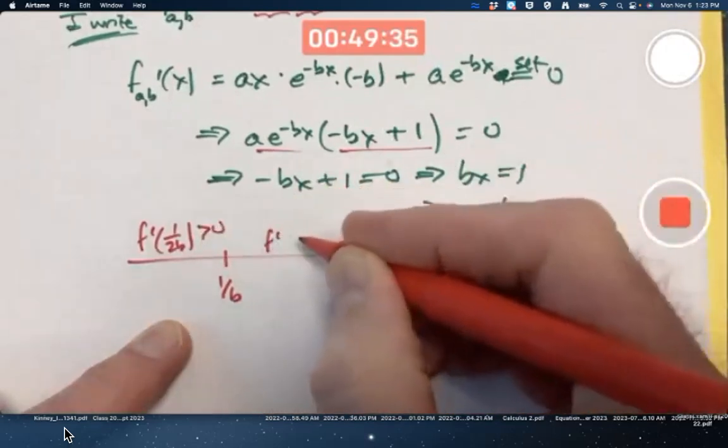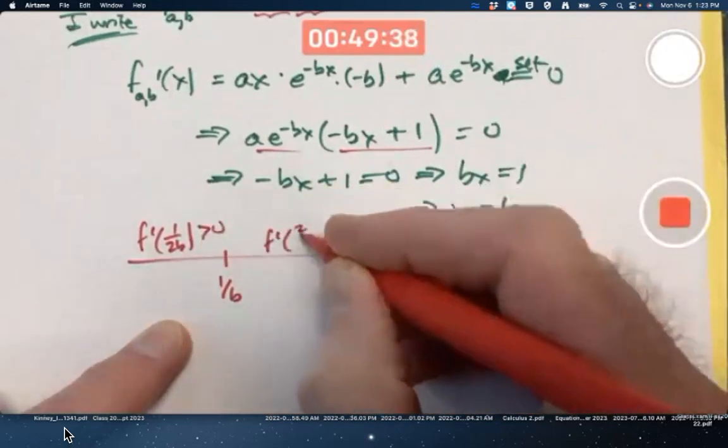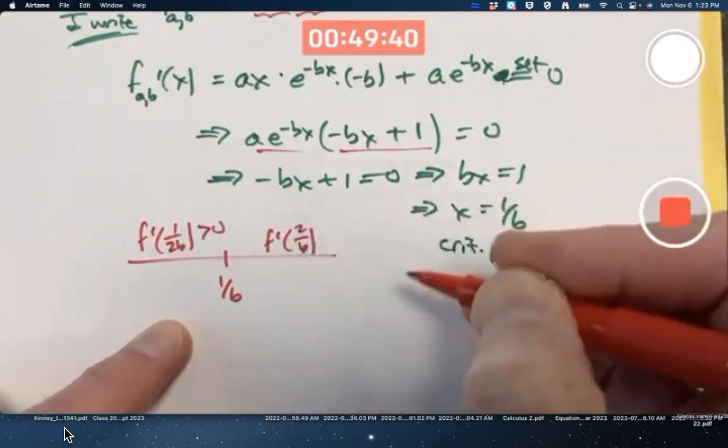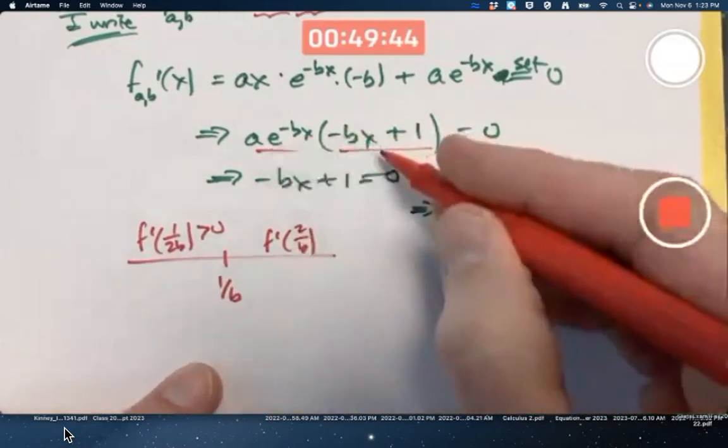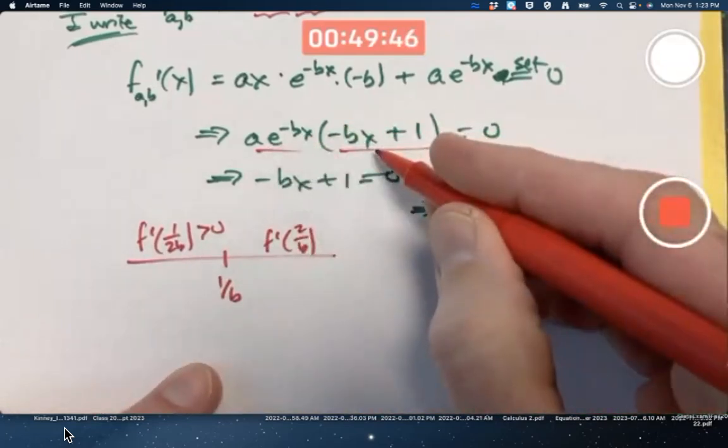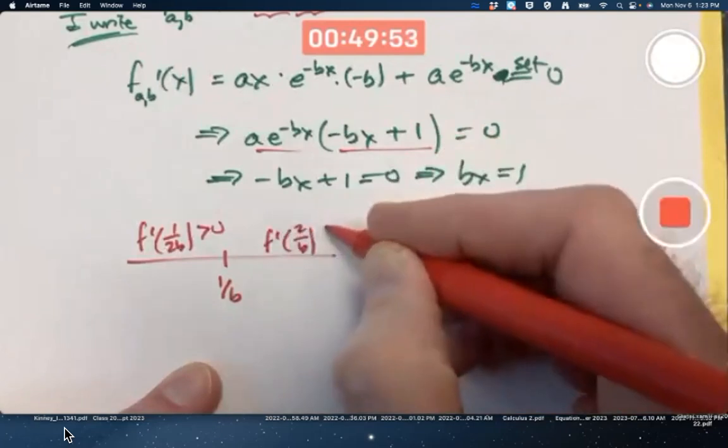Plug in a number over here. How about like 2 over b? 2 over b is twice as big as 1 over b. Positive, positive. You plug in 2 over b here for x. Negative b times 2 over b. Once again, the b's cancel. You get negative 2 plus 1, negative.